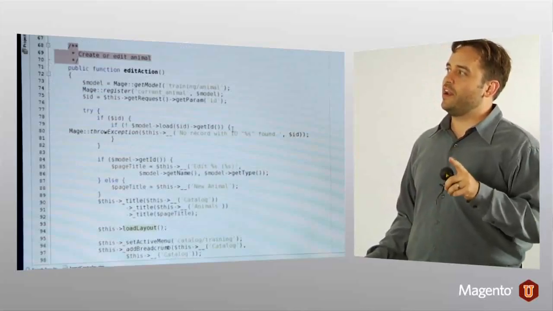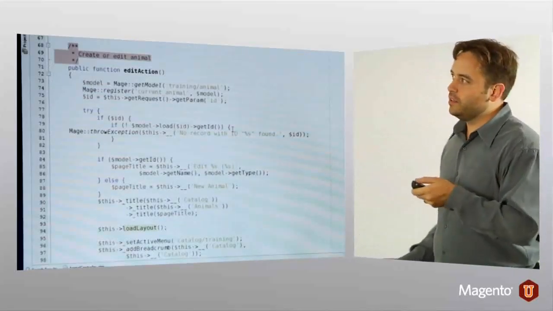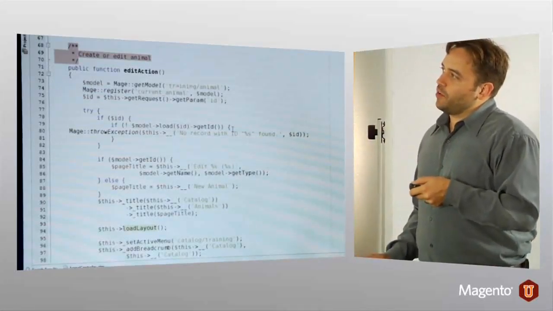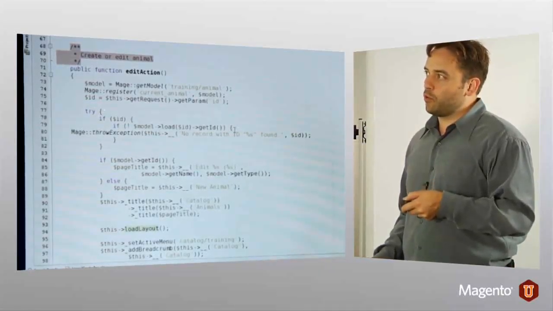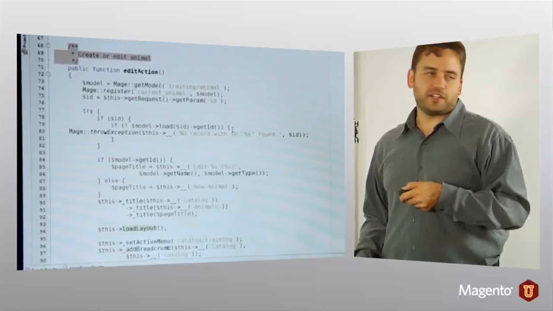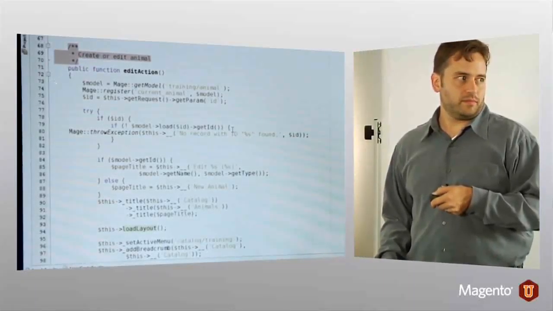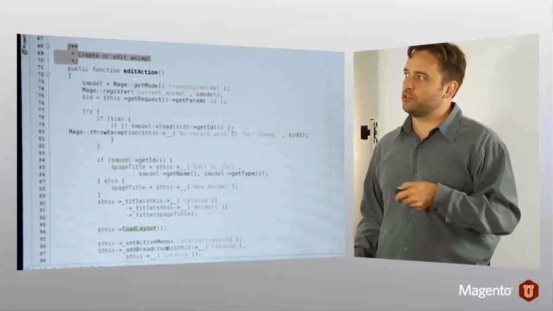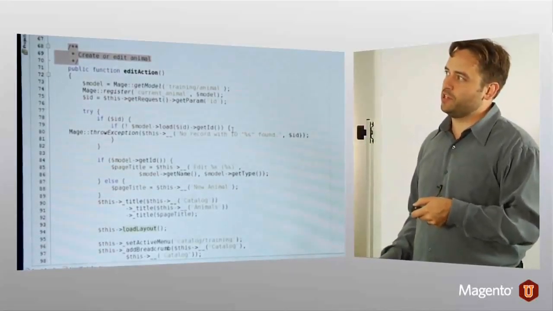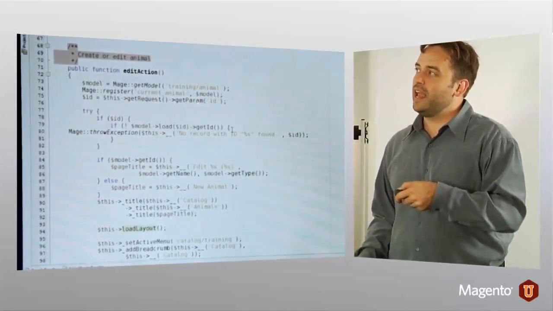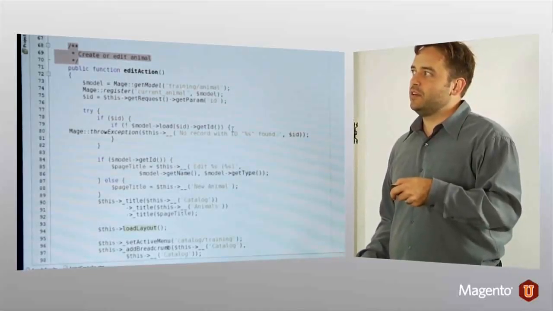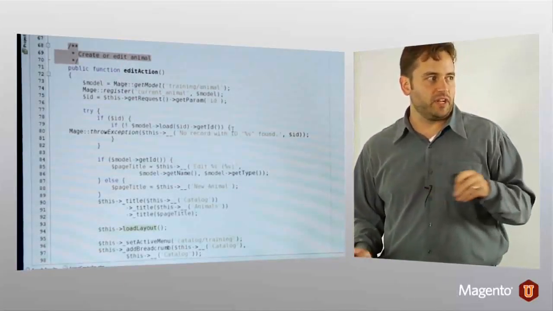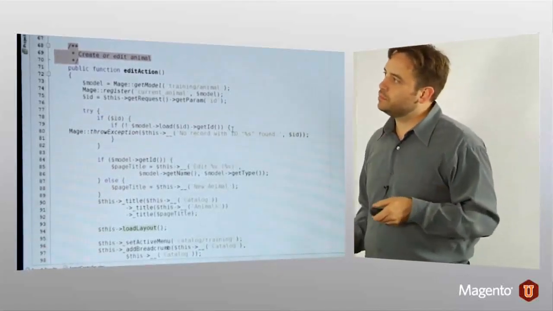So what's going on in our edit action? This is obviously a little more complicated. We get an instance of our training animal model. We register this in the registry. So now we would be able to refer to current animal simply by calling Mage registry current animal, and that would get an instance of our object. You can see here, though, that we haven't loaded anything. We just have an empty instance of our model.